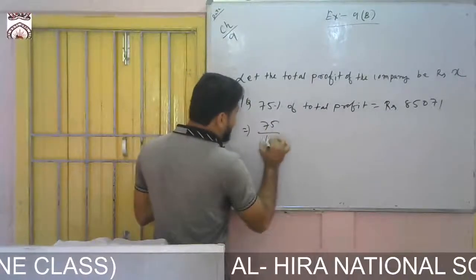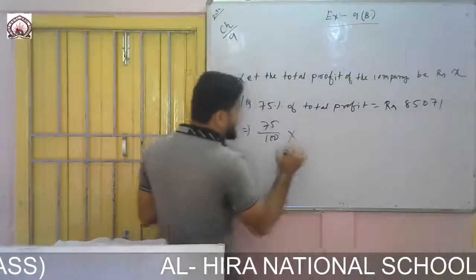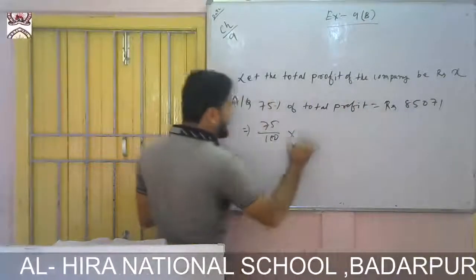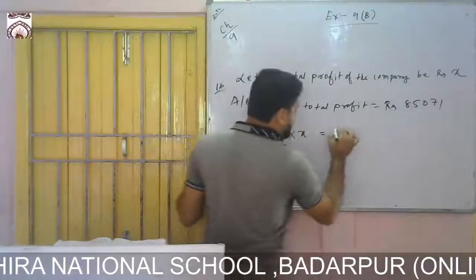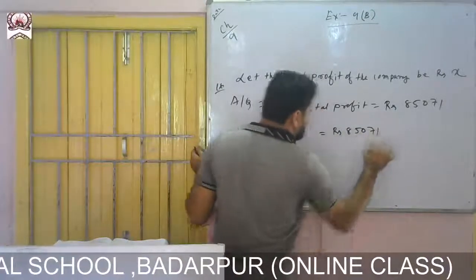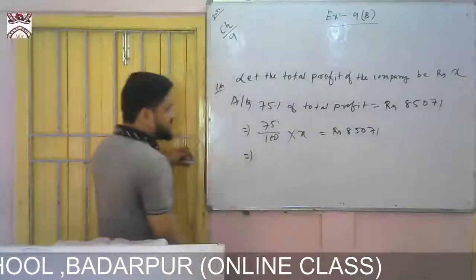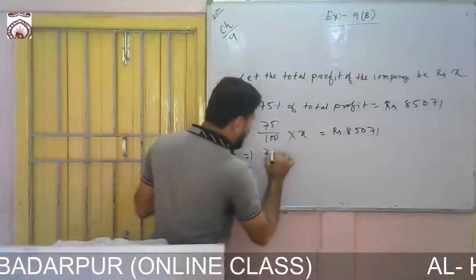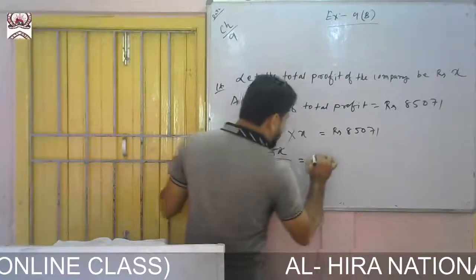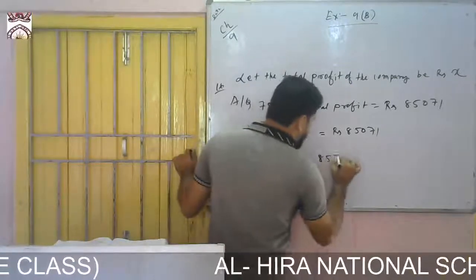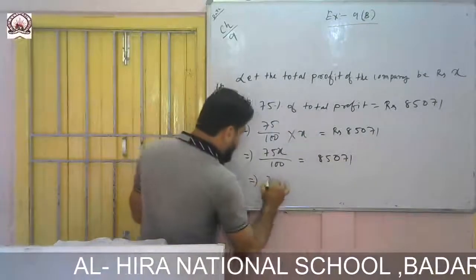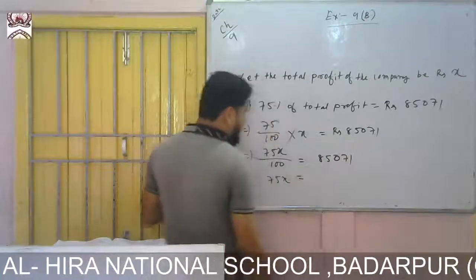75 by 100 of the total profit, where I let the total profit of the company be X. So it will be rupees 85071. Now if I cross multiply, then 75x by 100 will be 85071.